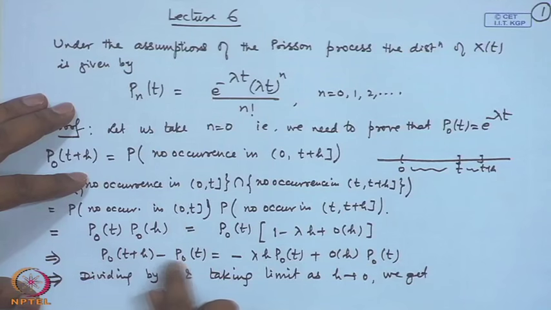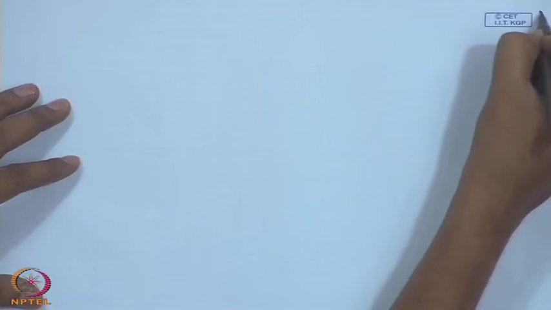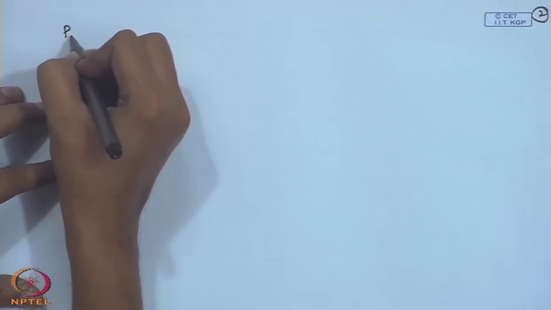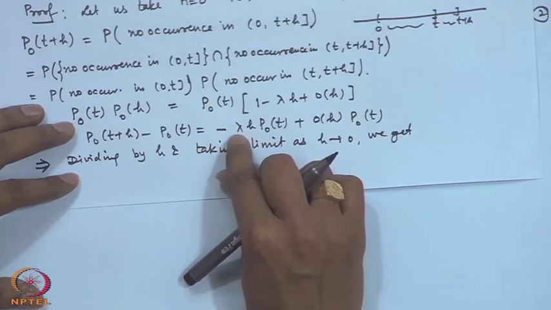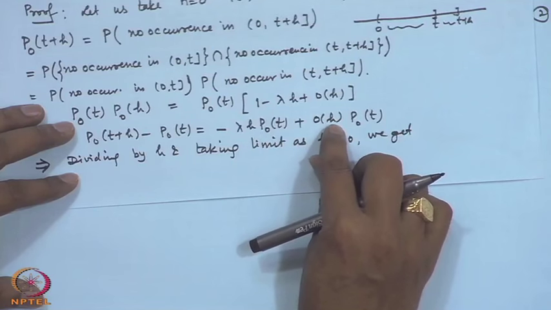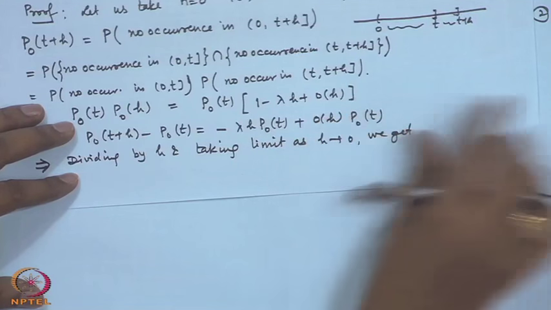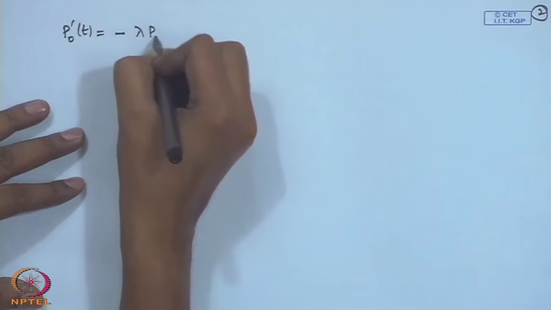Here, if I divide by h and take the limit as h tends to 0, I get the derivative of p0(t). So, p0'(t) is equal to, and on the right hand side, if I divide by h, it is simply minus lambda p0(t). Here o(h) by h will go to 0 as h tends to 0. So, this term will vanish. So, we get simply p0'(t) equal to minus lambda p0(t).